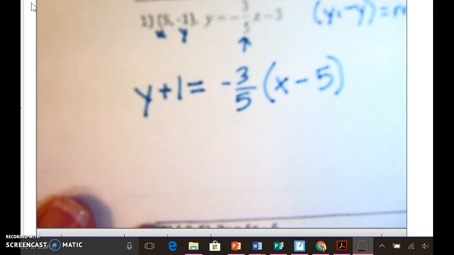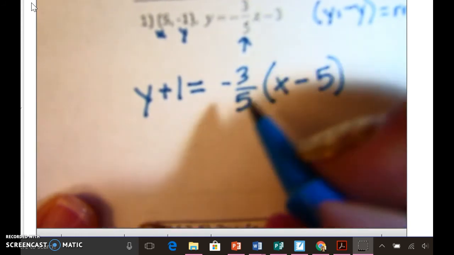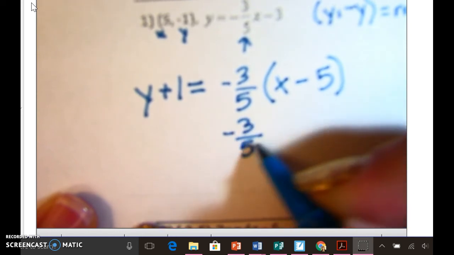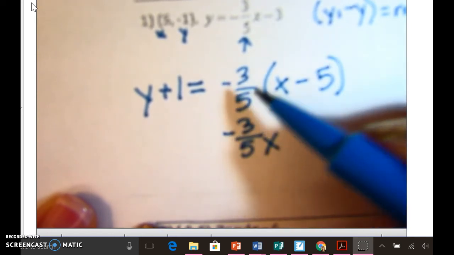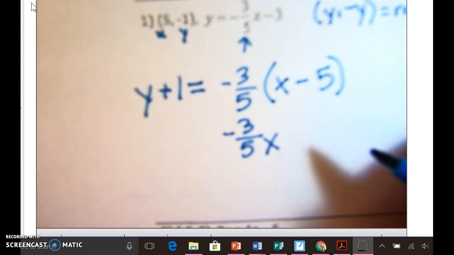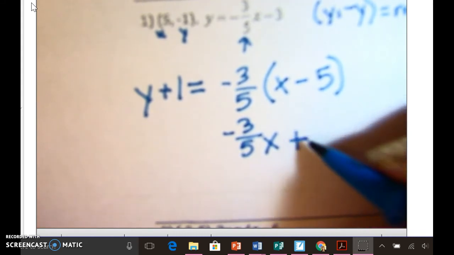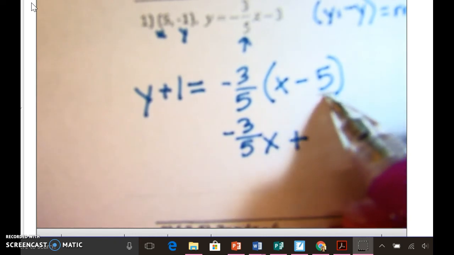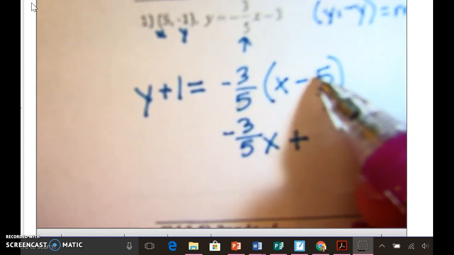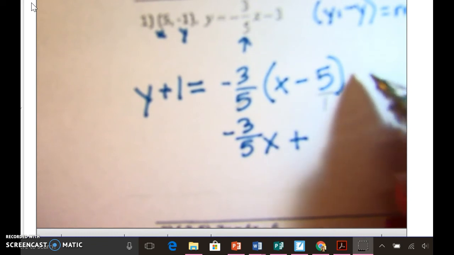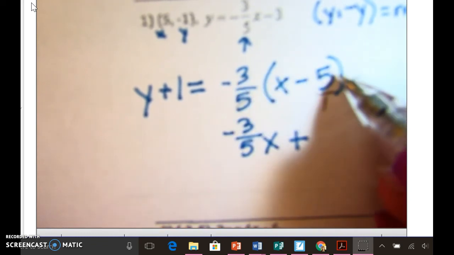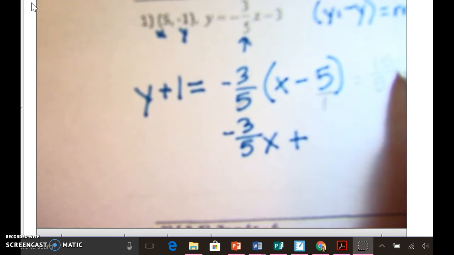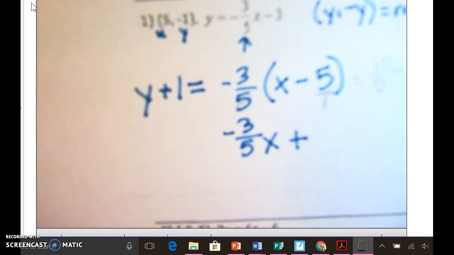Now you use distributive property. Negative 3/5 times x is negative 3/5 x. Negative 3/5 times -5, well, negative times a negative is going to be positive. And if I do 3/5 times 5 over 1, these will cancel, and it'll be left with 3. Or if you think about it, 3 times 5 is 15, 1 times 5 is 5, and it's going to equal 3. So this should be 3 here.